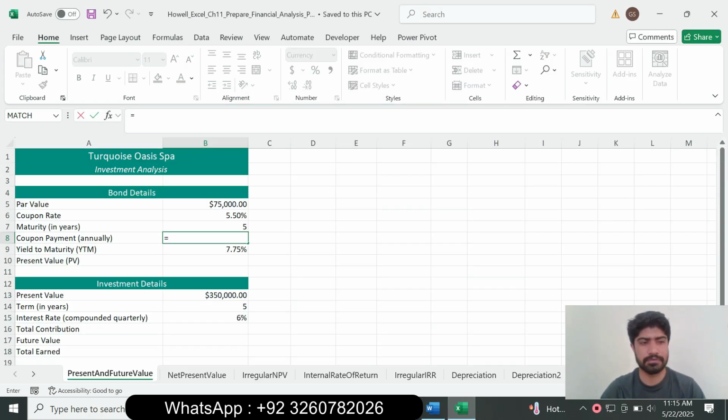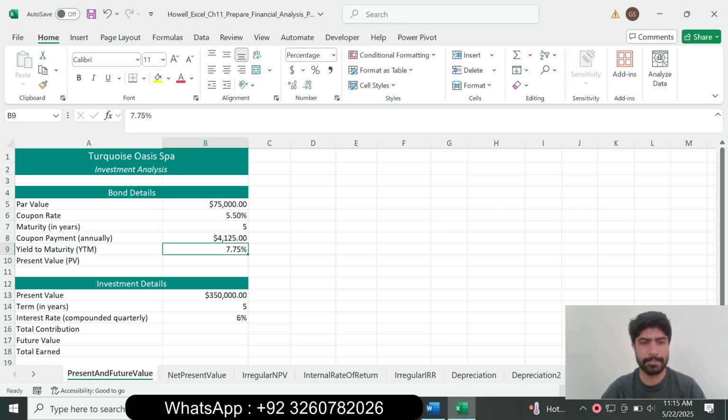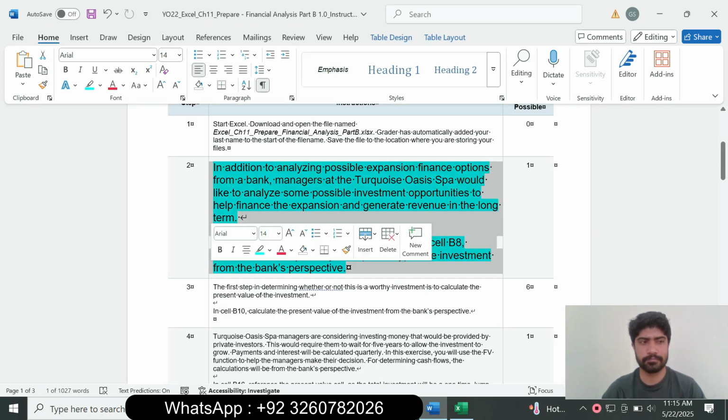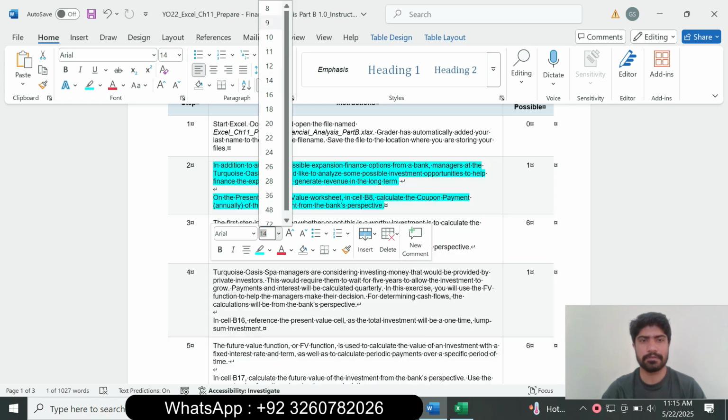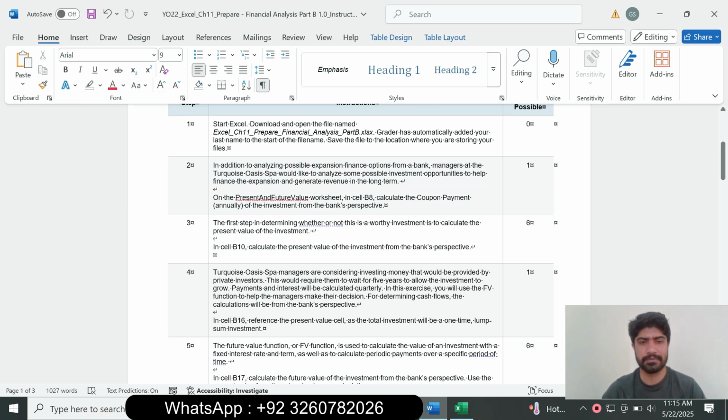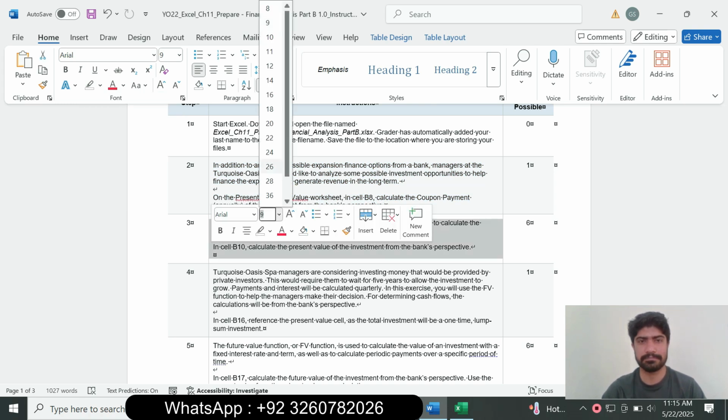Type equal to and select the cells: coupon rate, B6, multiplied by par value, B5, and press enter. So the result is 4125.00. So question number two is complete and we move to question number three.